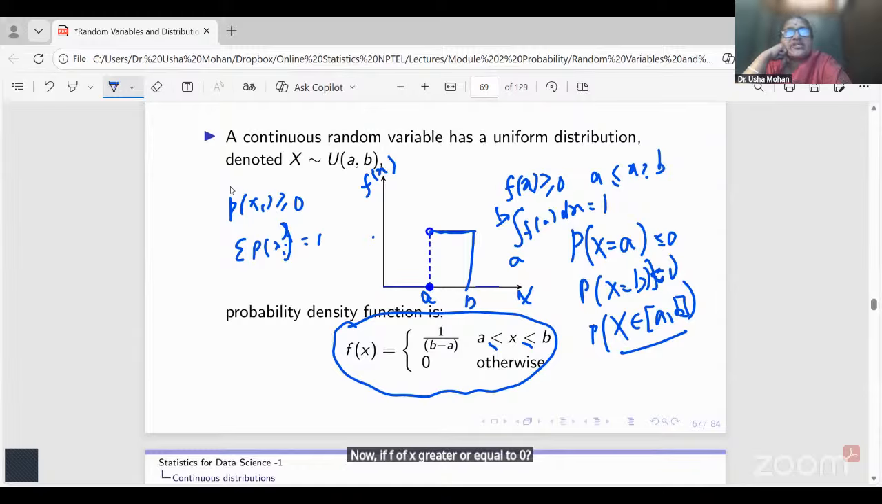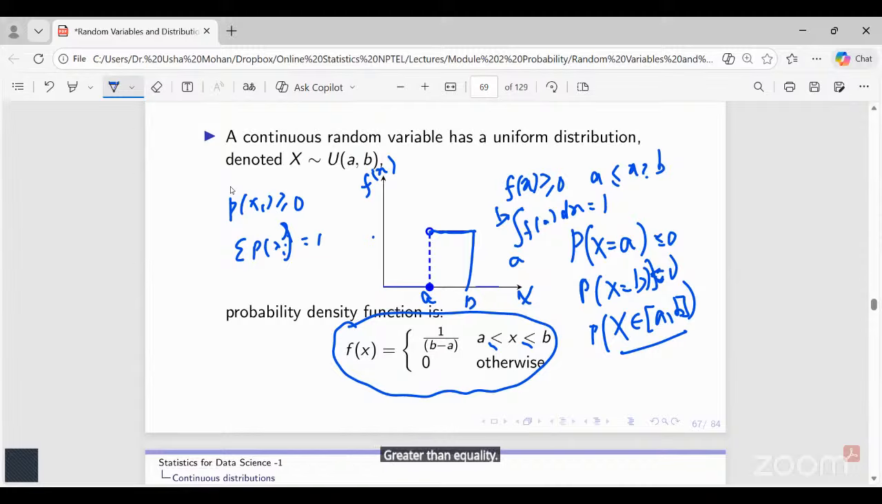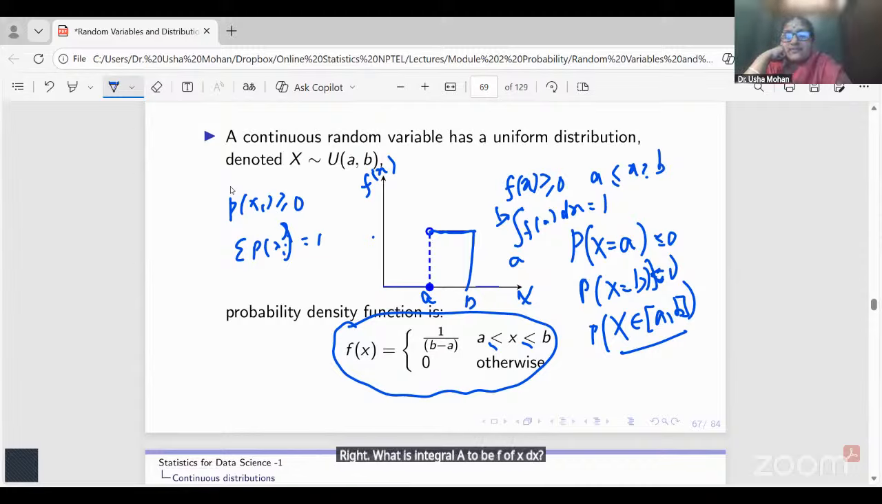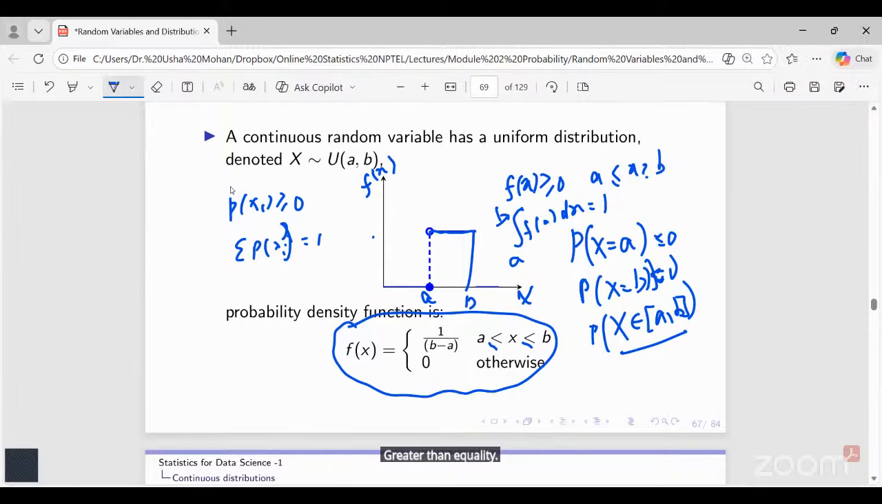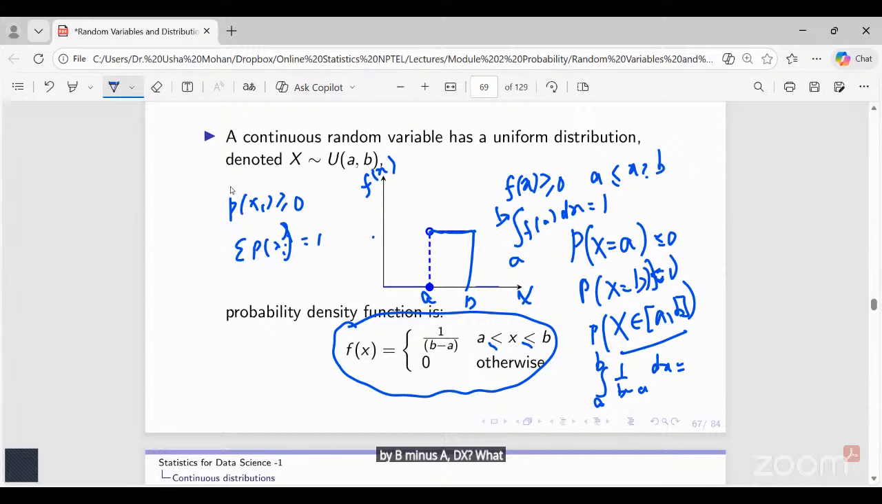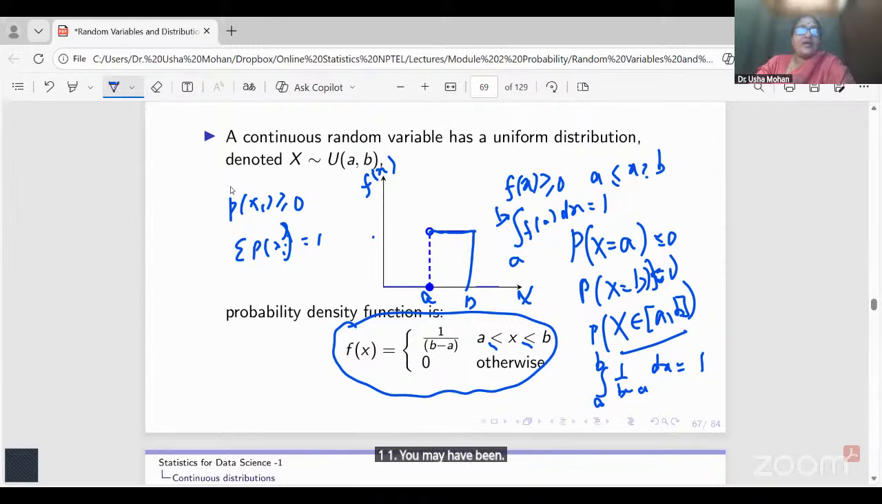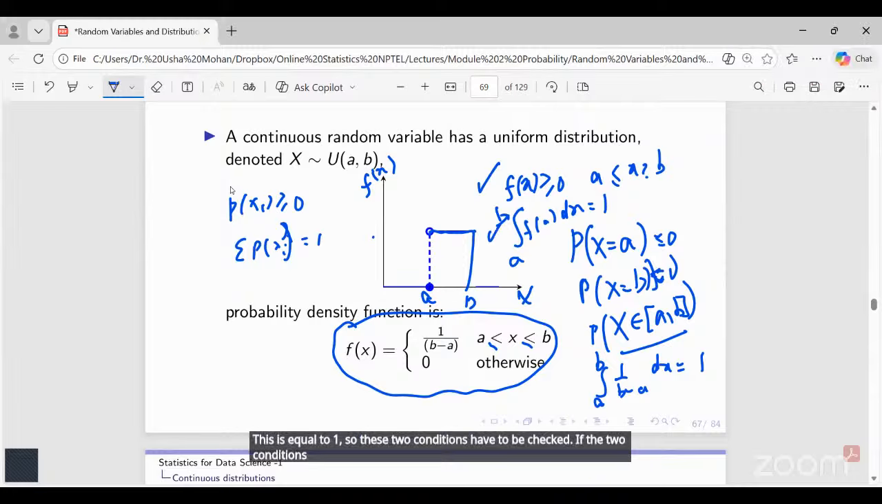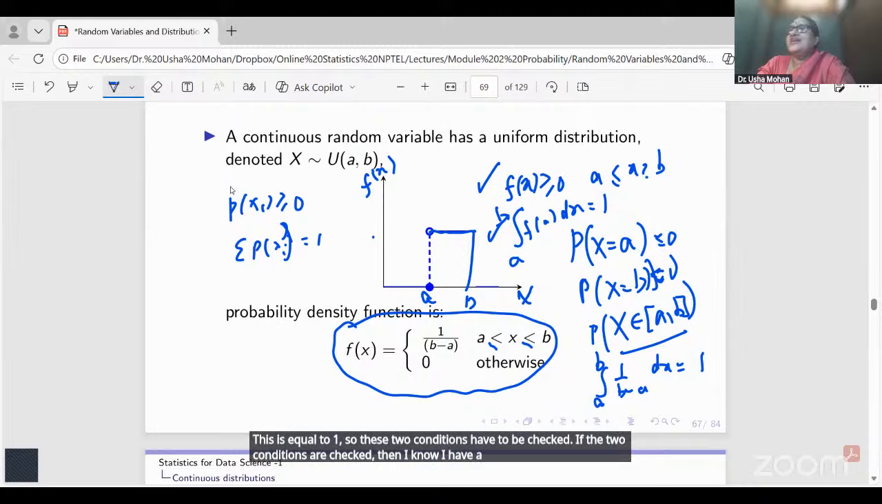Now is f of x greater than or equal to 0? 1 by b minus a. Is it greater than or equal to 0? Greater than or equal to 0. Right. What is the integral a to b f of x dx, the integral of 1 by b minus a dx? What would this be? 1. b minus a by b minus a is 1. This is equal to 1. So these two conditions have to be checked. If the two conditions are checked, then I know I have a probability density function. Till here, is it clear?